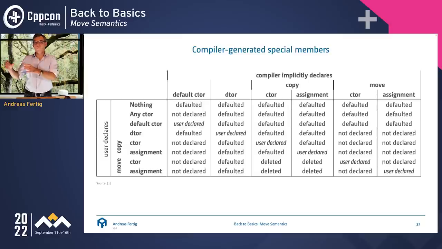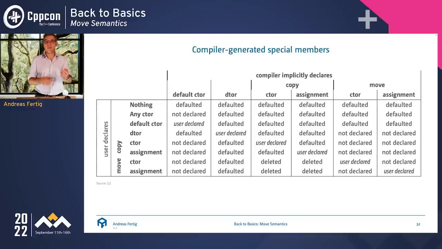So for move, the decision was a different one. It was, they are not there. Once you touch the destructor, they are simply not there. And this pattern continues. The copy operations now also depend on the move operations. If I implement any of the copy operations, the move operations are not declared, because it's the same pattern. I know how to copy it, so should the compiler know to move it?